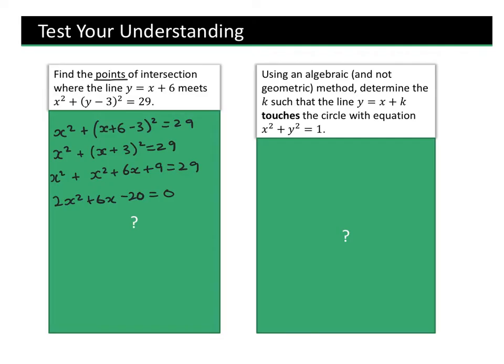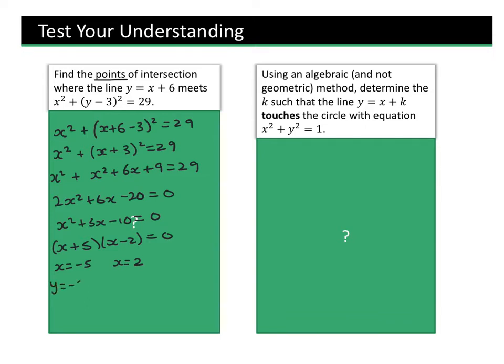Then what we're going to have is, if I wanted to, I could divide all that by 2 to have x squared plus 3x minus 10 equals 0. So we're going to have x plus 5 and x minus 2 equals 0. So x equals negative 5 and x equals positive 2. I'm now going to substitute that back into my y equals to find my y coordinates for each one.